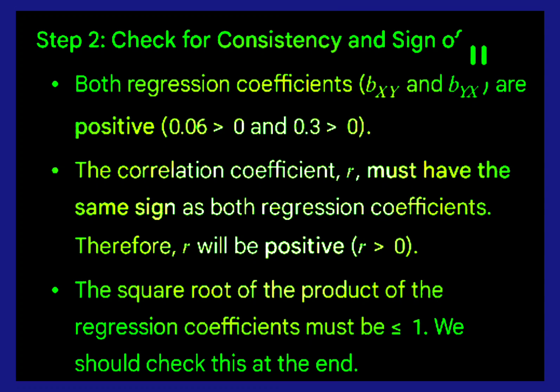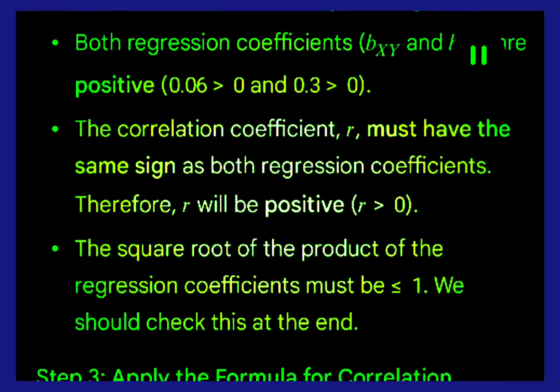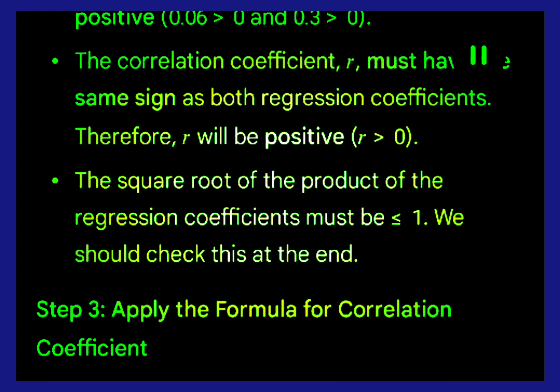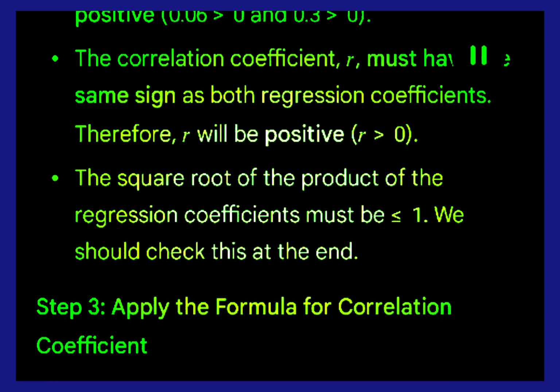Both regression coefficients b_xy and b_yx are positive, 0.06 greater than 0 and 0.3 greater than 0. The correlation coefficient r must have the same sign as both regression coefficients. Therefore, r will be positive, r greater than 0. The absolute value of r must be less than or equal to 1. We should check this at the end.